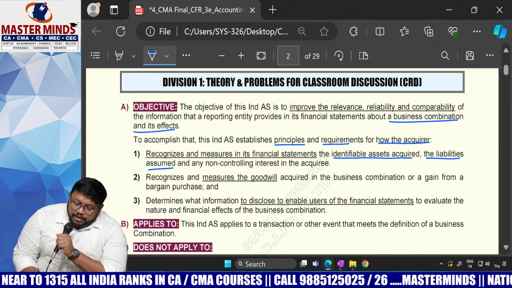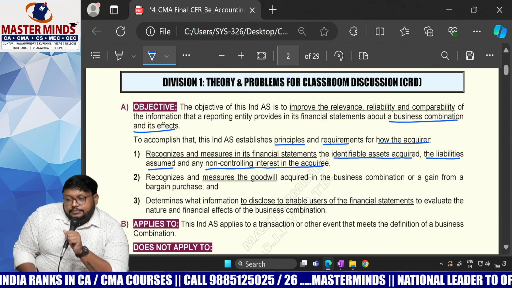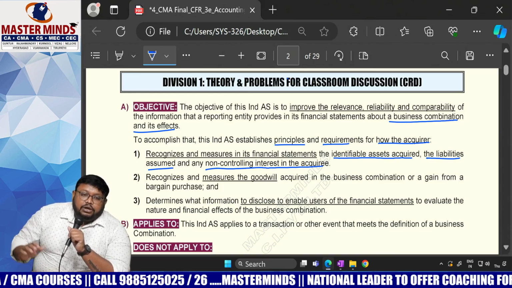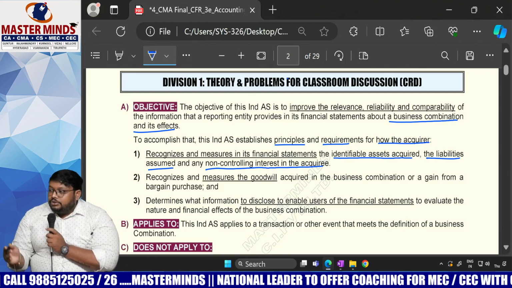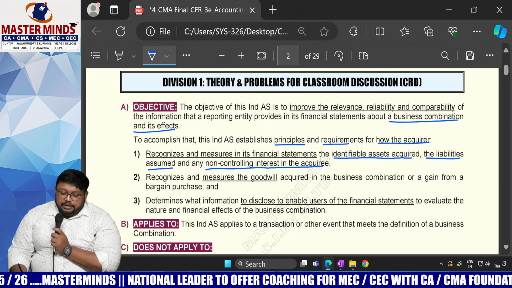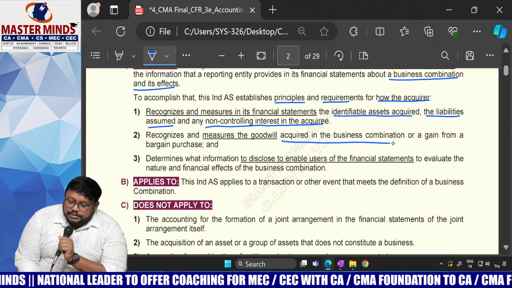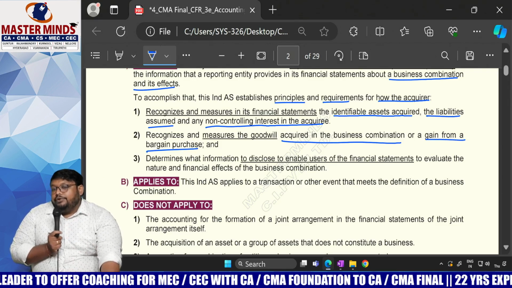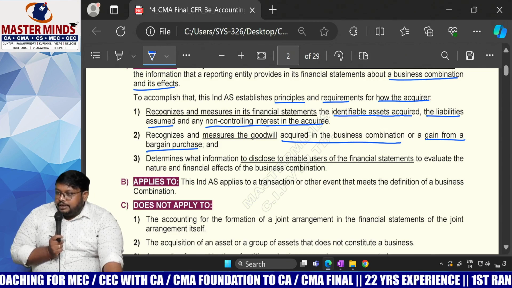And any non-controlling interest in the acquiree. So what is non-controlling interest? The acquirer does not have control over that. So that belongs to outsiders or other shareholders. Clear? So these two accounting we are doing: how to do accounting for NCI, and how to do accounting for identifiable assets and identifiable liabilities. Next one, recognizes and measures goodwill acquired in the business combination or gain from a bargain purchase. If you get goodwill, how to do accounting for that, and if you get gain on bargain purchase, how to do accounting for that. Okay, the two elements.